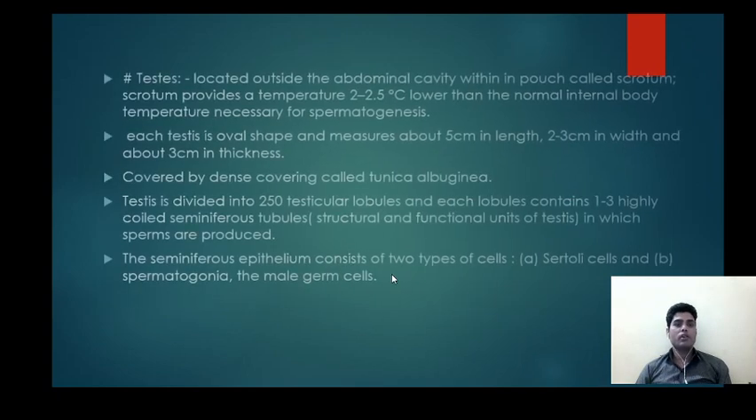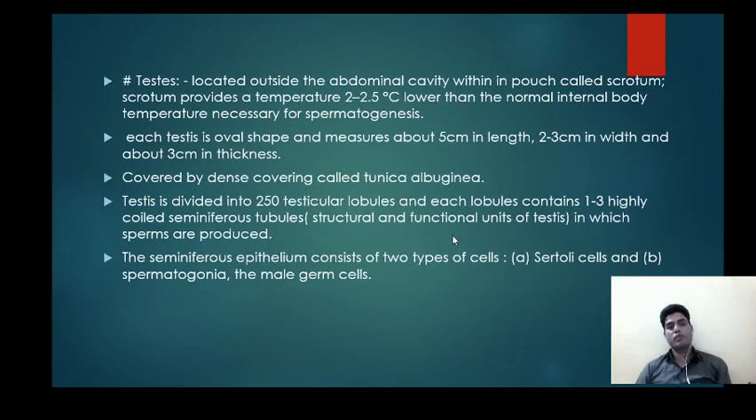Now we will study about the different parts of the male reproductive system. The first and the most important part is the primary sex organ. The primary sex organ in case of male is the testis. Testes lie outside the abdominal cavity within a pouch-like structure known as scrotum.